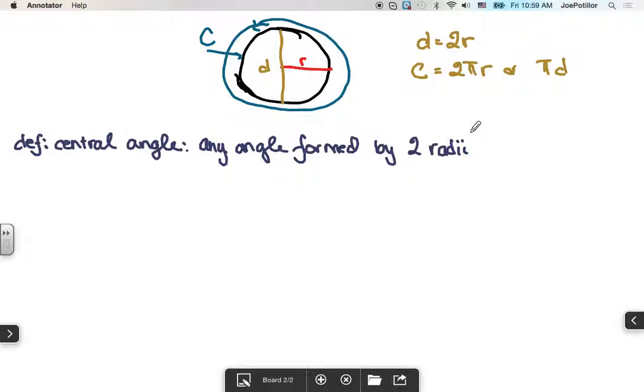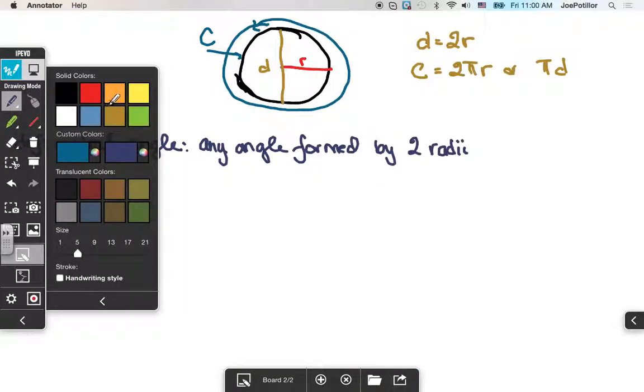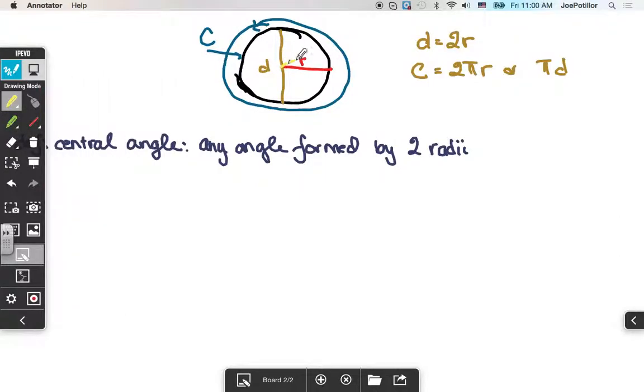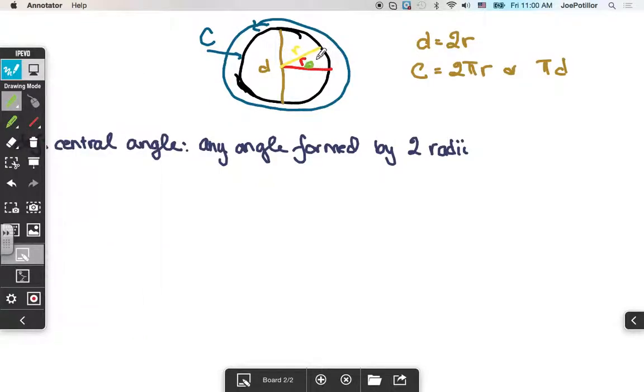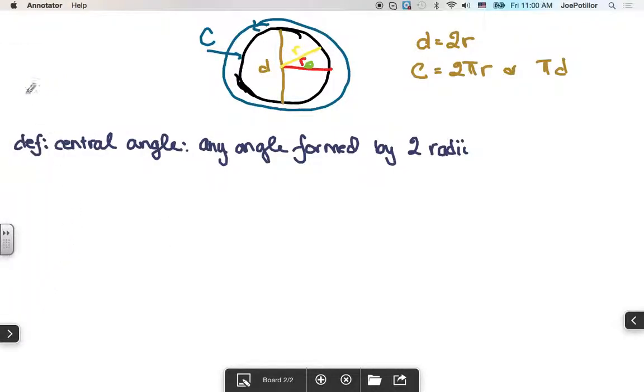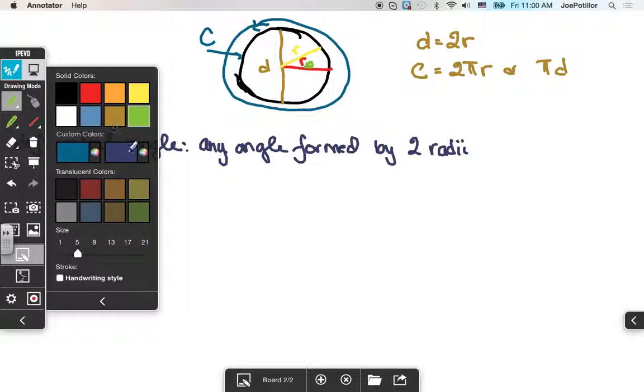So going back to my very pretty drawing up here, let's look at this point. I'm going to add another radius. Let's add a different color just to be a jerk. We'll use yellow. So it's any angle here. And I can, of course, define that central angle to be, we'll use the Greek letter theta for this. So in my picture, angle theta is forming the central angle.